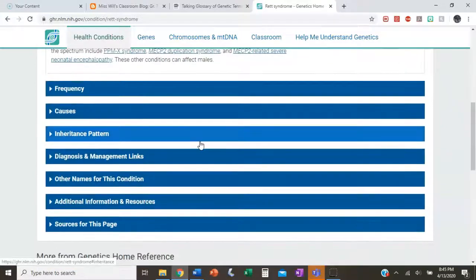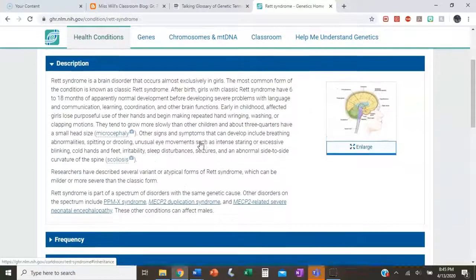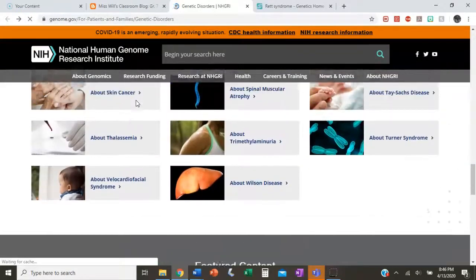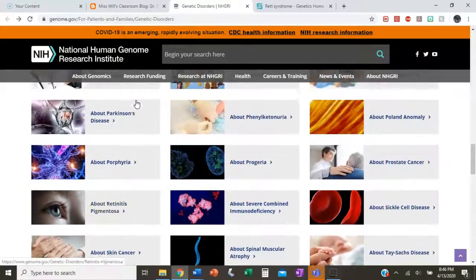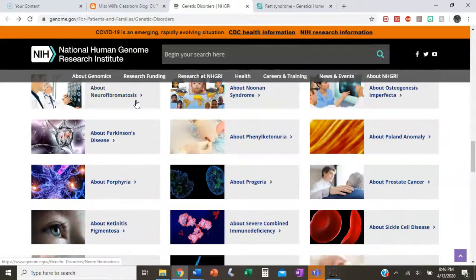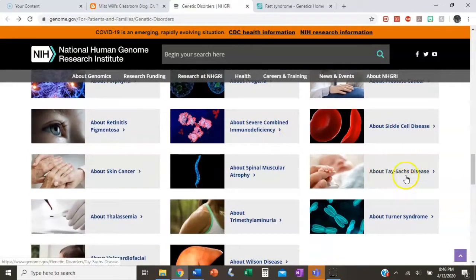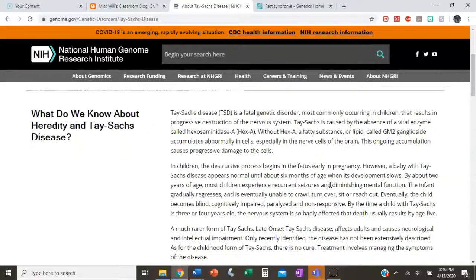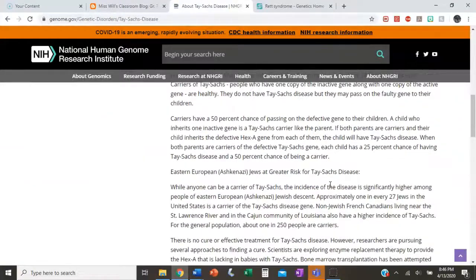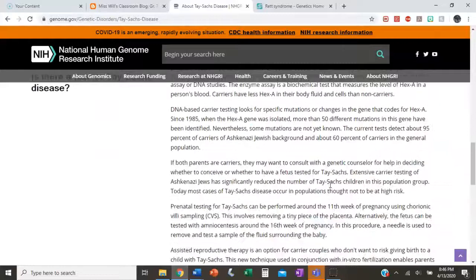If you go to a page like the other one that we are talking about, the second one down, I don't know that they have Rett syndrome on this particular page, but if we were to go to Tay-Sachs disease, and if we were to read about what we know about it, they would talk some in there about symptoms and complications.